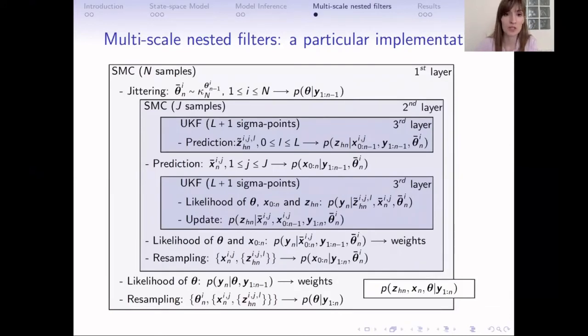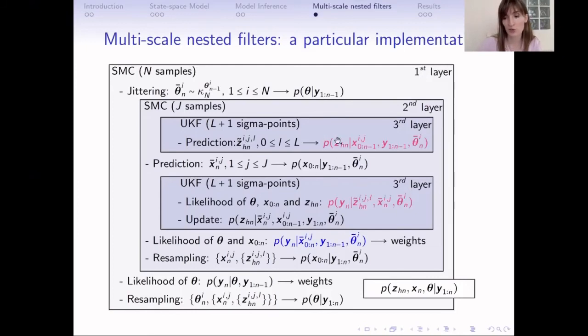So I'm going to explain briefly what the steps of this algorithm would be. First of all, we need to do the jittering step in the first layer. So we move the parameters a little bit with a very small variance in order to avoid degeneracy. Then we do the prediction step of Z and X as I have explained with the macro-micro solver. And after this, we can easily compute the likelihood of theta, X, and Z, and then update the sigma points of Z in the third layer.